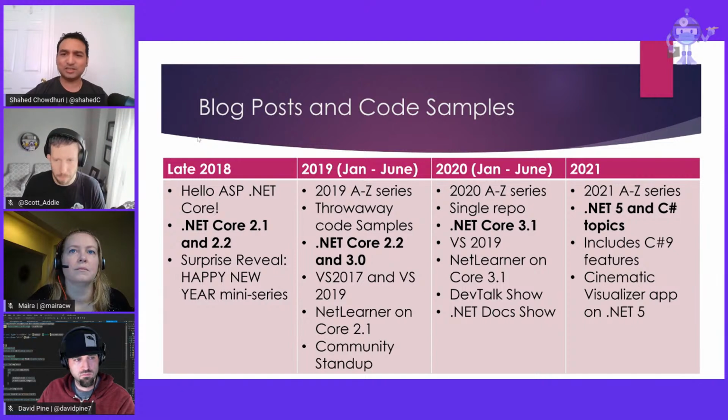And going forward, in 2021, I've decided to separate out my A to Z series and also the code that I'm building up. So the A to Z series will be a little more simplified, focusing on various C# topics. And obviously, there's more than 26 topics in C#, but I'll just hone in on 26 different topics, and then build up a cinematic visualizer app that I'll be building up over time.